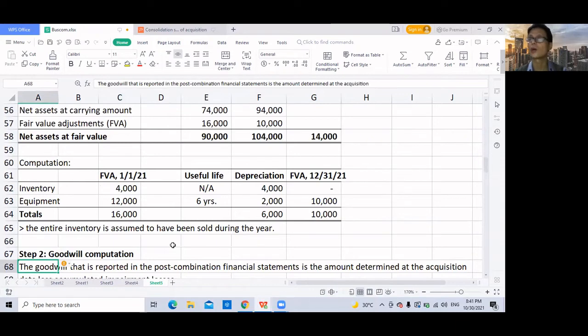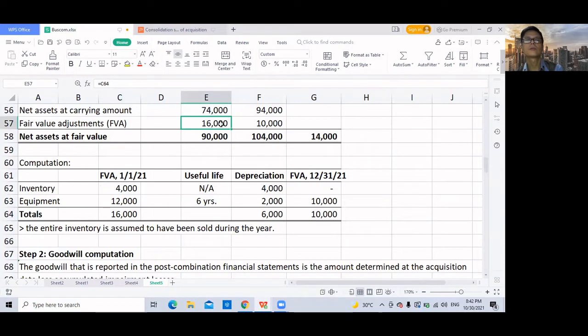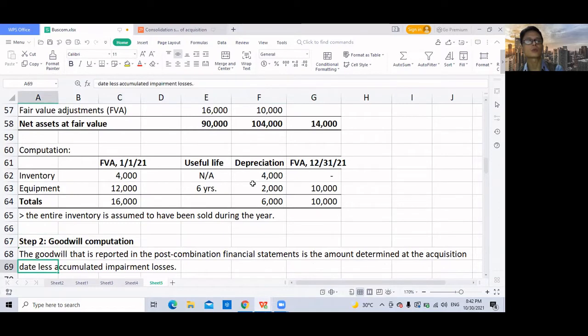Now, after that, yung analysis doon sa net asset nung subsidiary, we now proceed dito naman sa goodwill computation. By the way, itong amounts ito, itong fair value adjustment, yung 16,000, ito yon. Tapos yung 10,000 at the end of the year, ayun yan. So that's the first step. And the second step is goodwill computation. So here's how to compute the goodwill.